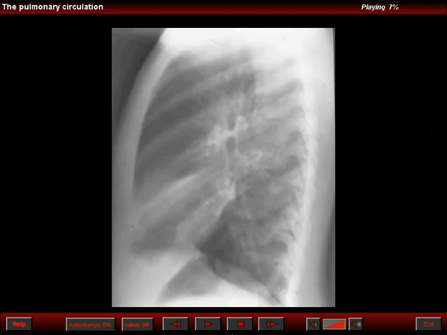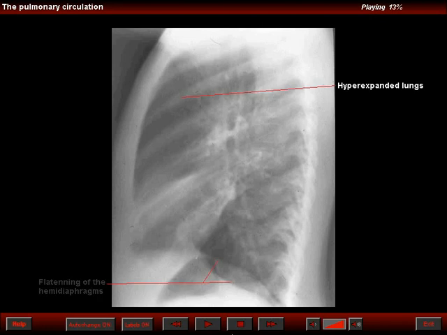In the lateral view of the chest, we see hyperexpanded lungs with some degree of flattening of the diaphragm. This is a reversible condition, and the increased pulmonary vascular resistance is a result of increased alveolar pressure. That's why we see a diminished pulmonary vascularity, but as soon as the acute asthmatic attack resolves, the lungs return to a normal vascular appearance.